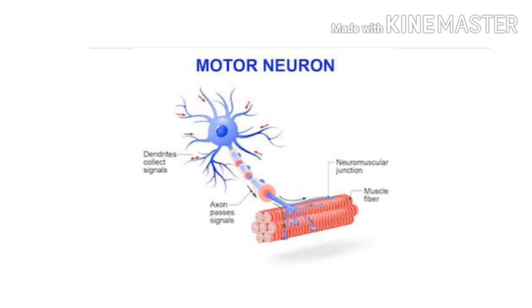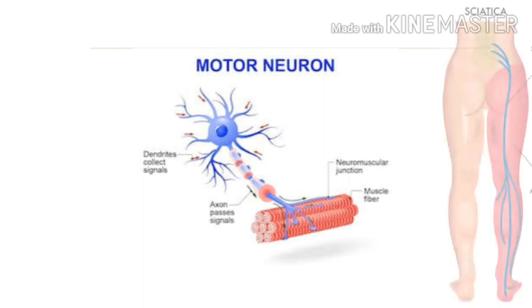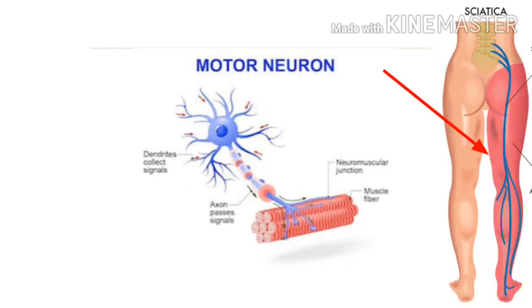The nerve that passes from the lower back to the buttocks is known as the sciatic nerve. Now, what is sciatic nerve? Let me show you a picture. This is the sciatic nerve.